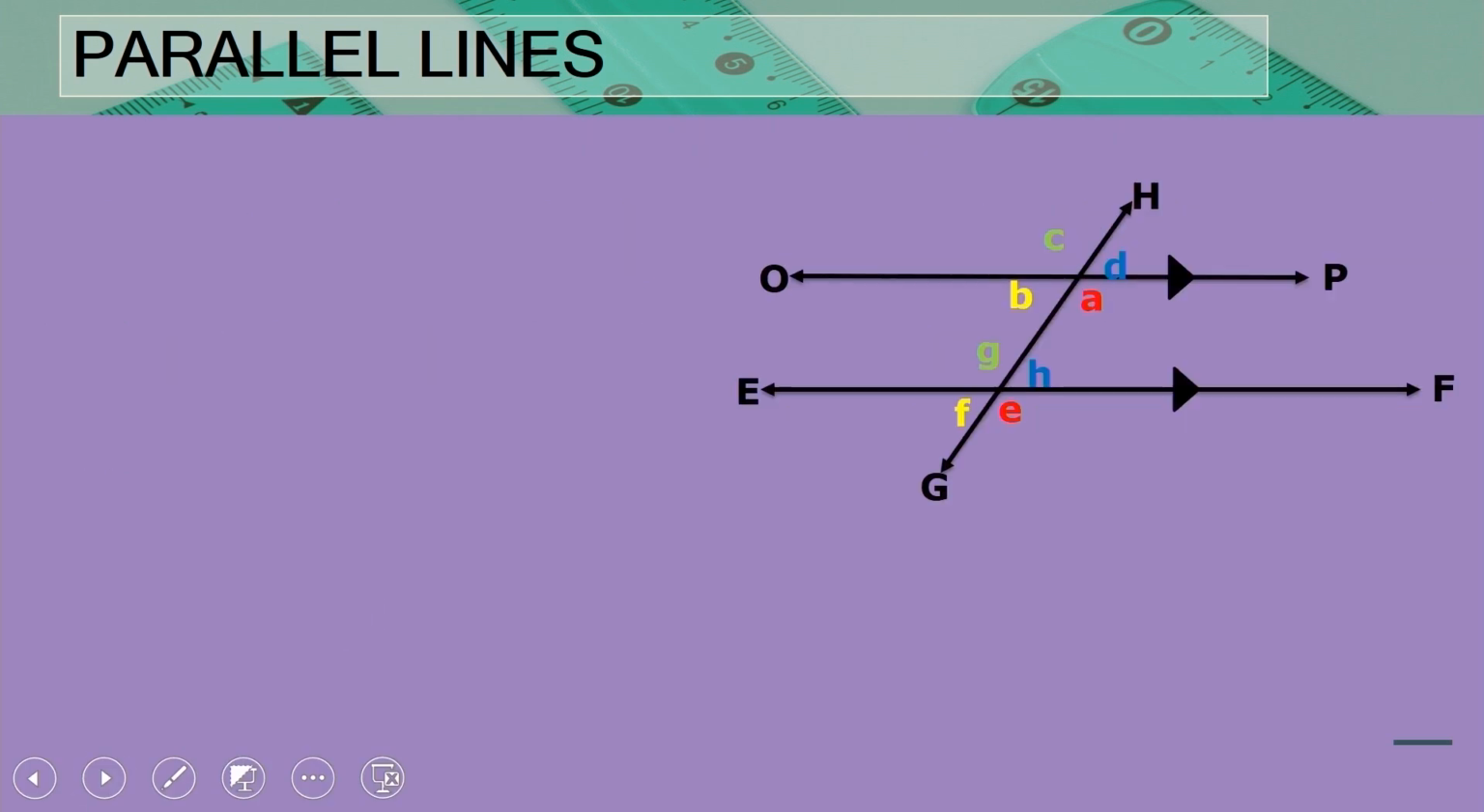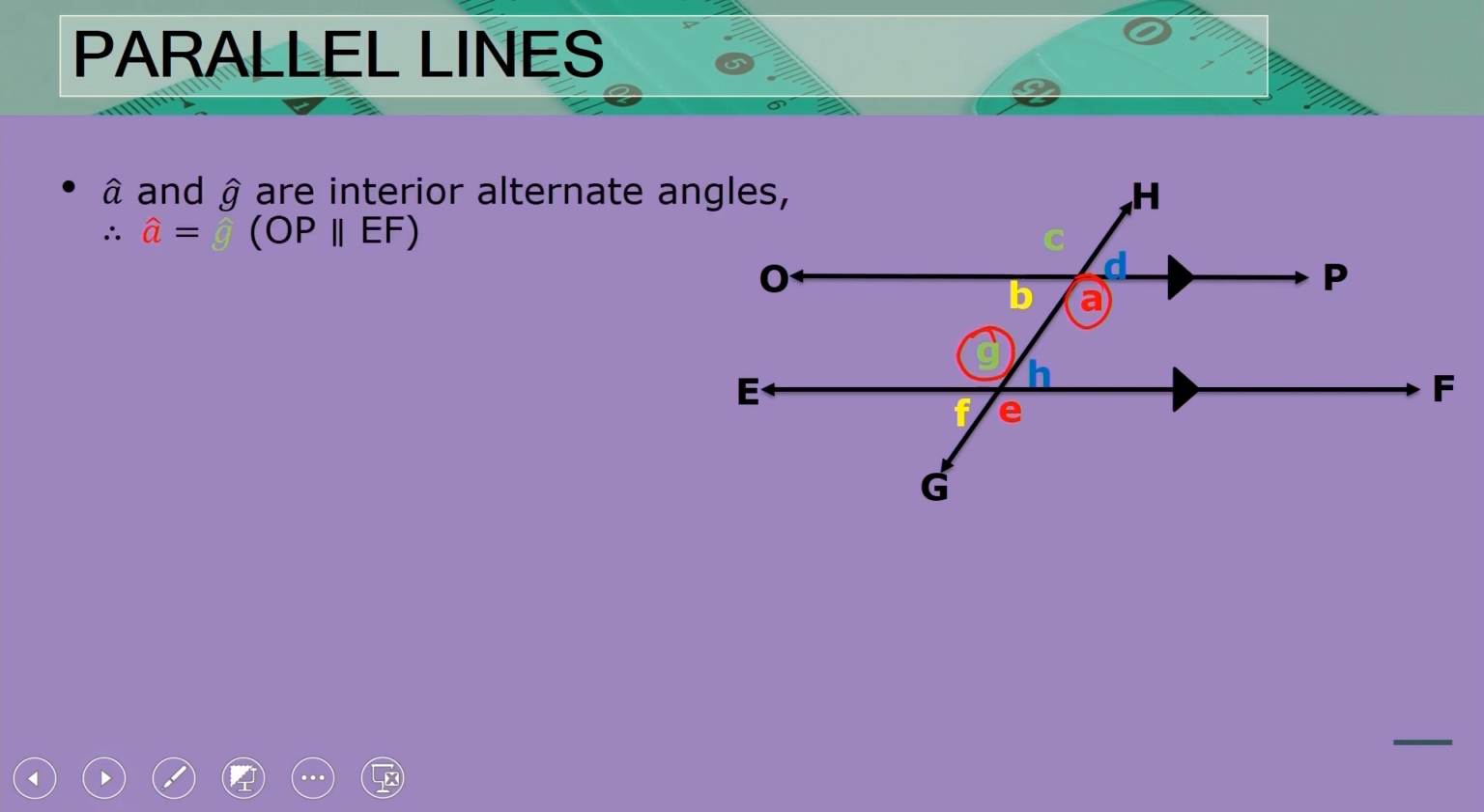Let's look at which angles here are our alternate angles. Let's start with the interior alternate angles. Remember, interior means they'll be in between the parallel lines, but on opposite sides of the transversal. When we are looking at angle A, it is inside the parallel lines on one side of the transversal, and we have angle G, which is also inside of the parallel lines, but now on the opposite side of the transversal. This simply means that angle A and angle G will be equal. They are interior alternate angles.